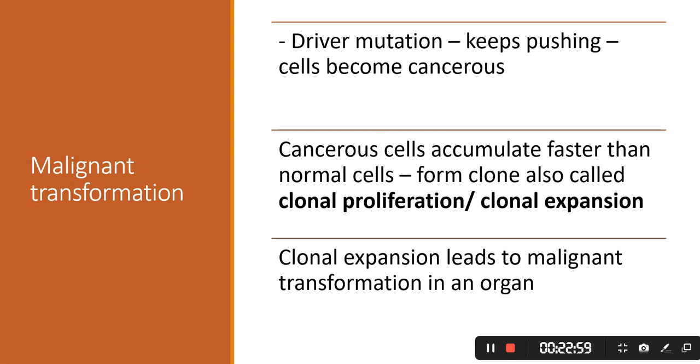So one cell divides and becomes two cells, which further divide and become four cells, which further divide and become 16 cells, because each of them keeps on reproducing along with the basic cell, right? The basic cell is also reproducing, the daughter cell is also reproducing, the granddaughter cells are also reproducing, and the whole keeps on reproducing and forms a clone. That is called clonal proliferation, and that is how clonal expansion leads to malignant transformation in an organ. That is how they keep on accumulating, and the organ can become malignant.